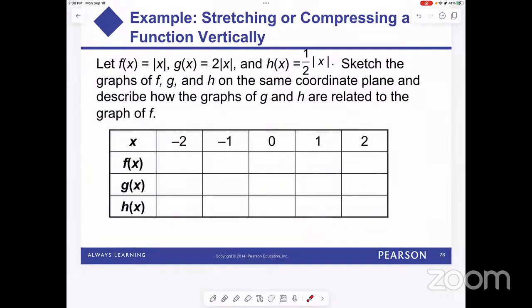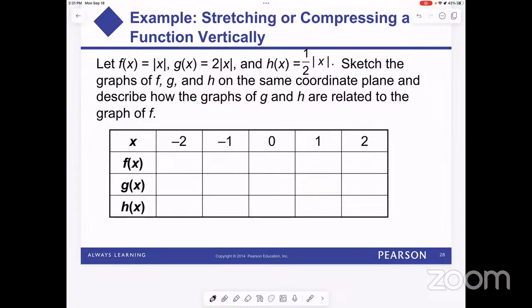Okay. So then let f of x be the absolute value of x, g of x be 2 times the absolute value of x, and h of x be 1/2 times the absolute value of x. We're asked to sketch the graphs of f, g, and h on the same coordinate plane and describe how the graphs of g and h are related to the graph of f. Okay. So we choose several values of x. We're going to find the corresponding f, g, and h. So when x is negative 2, absolute value of negative 2 is what? 2.